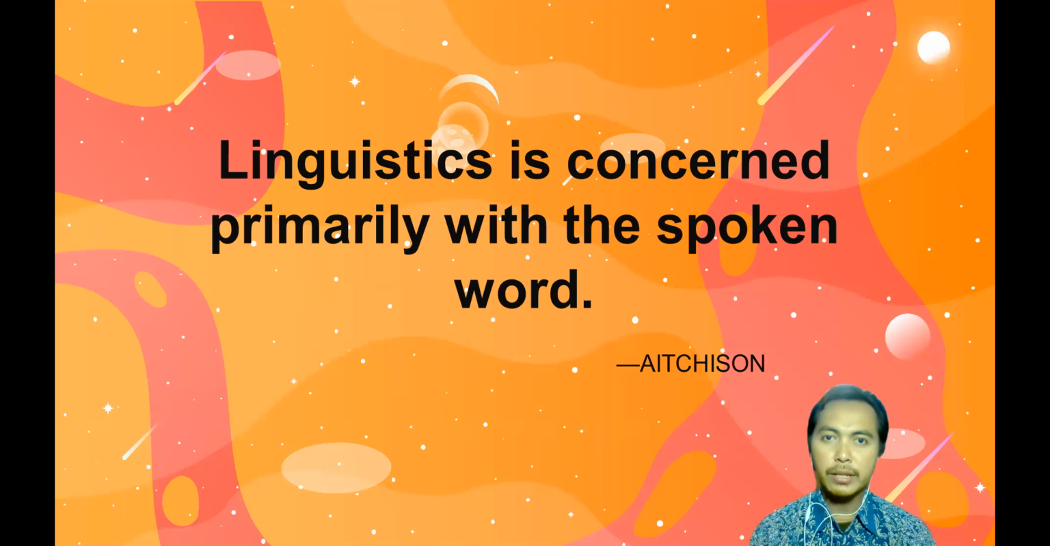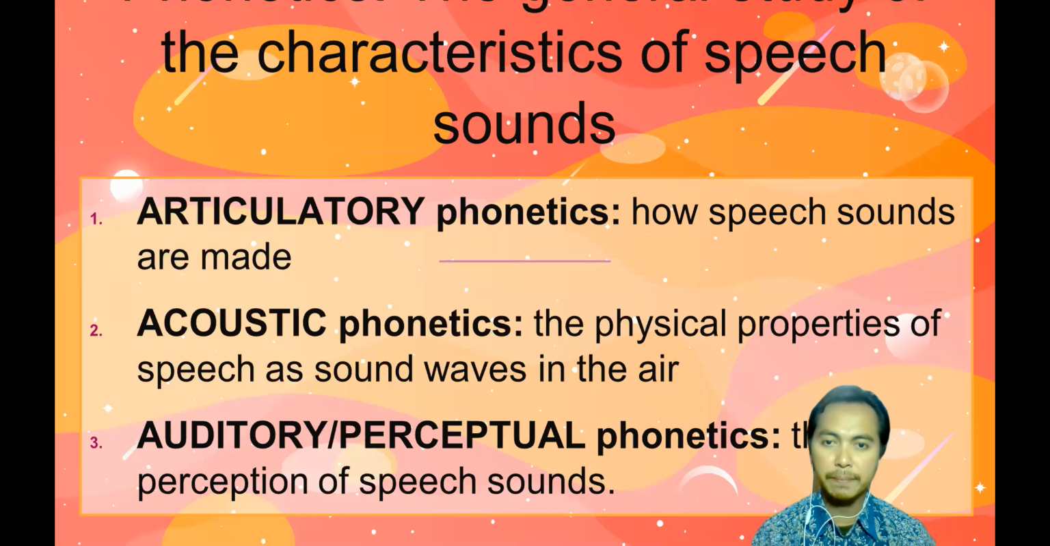One quote to say at the beginning of the class is that linguistics is concerned primarily with the spoken word, and the written word is the implementation or manifestation of our spoken word. That's why at the beginning of the discussions of linguistics, we will start with the spoken words, the sounds which we produce. So phonetics consists of three types.